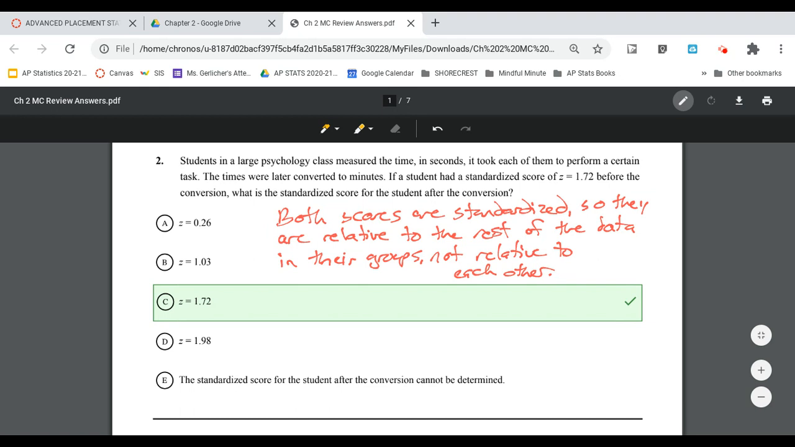They are shifted and adjusted in order to make it so the center of their distribution is at 0 and the standard deviation is 1, so they can be compared to each other. Changing that dividing by 60 thing, that changing the units, does not affect the standardized score. It affects the original score, but not the standardized score, because the standardized takes the units off of it, and it just makes it relative to the other points in their particular group. So the z-score wouldn't change. It's still 1.72.